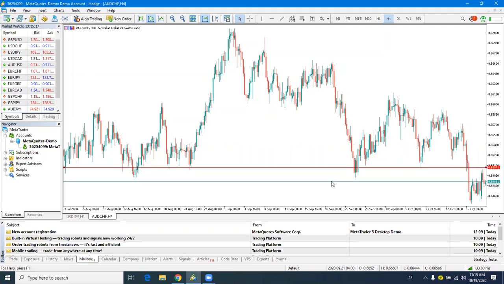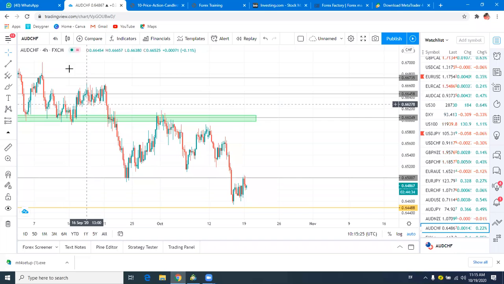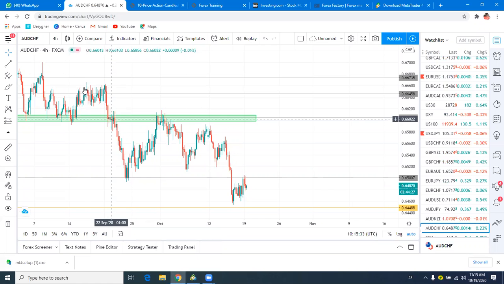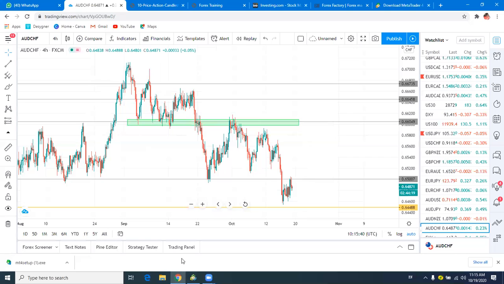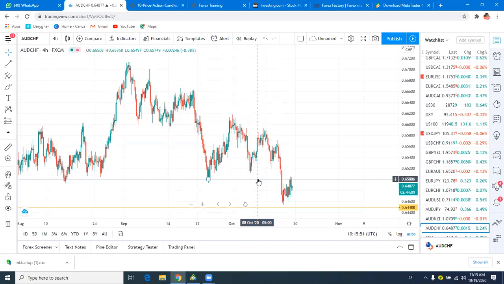Let me delete this guy. It's not deleting. Let me go to my MetaTrader. Okay, I have the same market open here. This is AUDCHF on H4 here. And right here we have AUDCHF on the same H4. Okay, good. Let me delete all the lines. And then we'll draw support and resistance all over again.